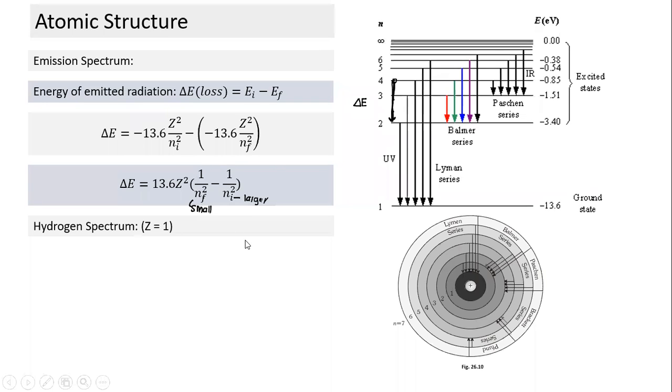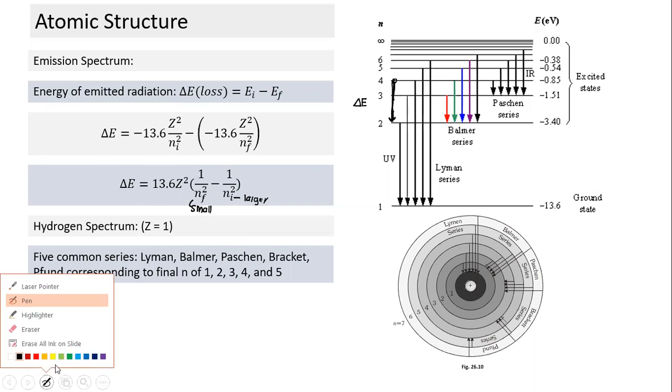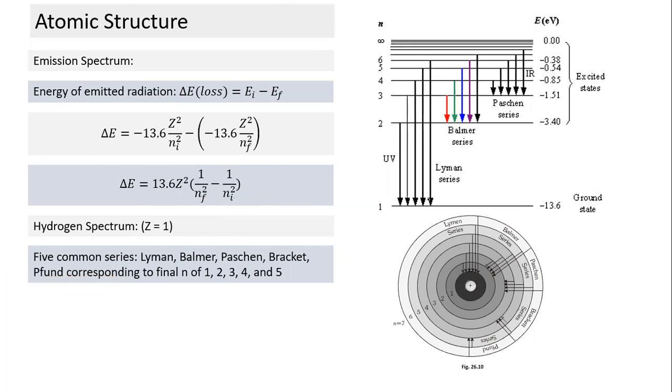For hydrogen spectrum, Z is equal to 1. And there are 5 common series you are familiar with. I will not spend too much time. How do we define those series? See what we notice here. All these arrows are part of the Lyman series. What is common in all such cases?